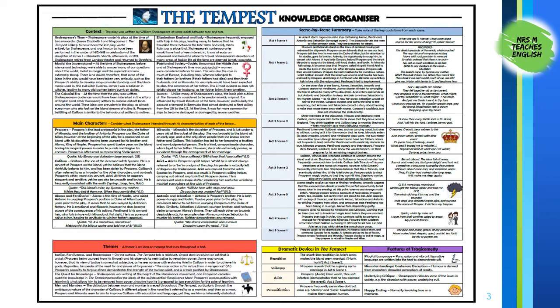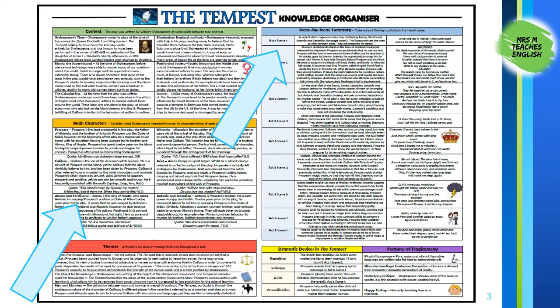My students have got this knowledge organizer in the front of their notebooks. This video is a more detailed summary of Act 1, Scene 1, and it introduces the characters of Alonso and Ferdinand and Antonio and Sebastian.